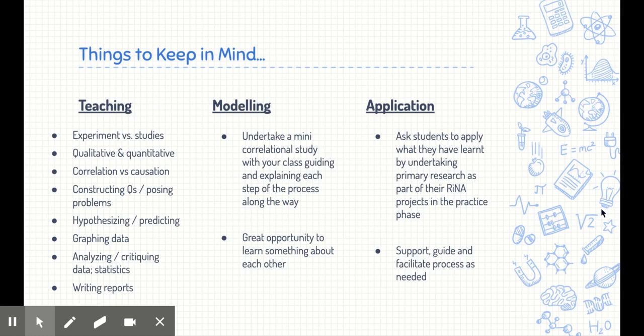There are a number of concepts that are important to be taught for students to conduct more meaningful primary research. The difference between an experiment and a study, and when one can conduct an experiment versus a study, is important to cover. As well, the difference between qualitative and quantitative research, correlation versus causation, how to construct and pose good questions, how to graph data, analyze it, and come up with some conclusions toward the end.